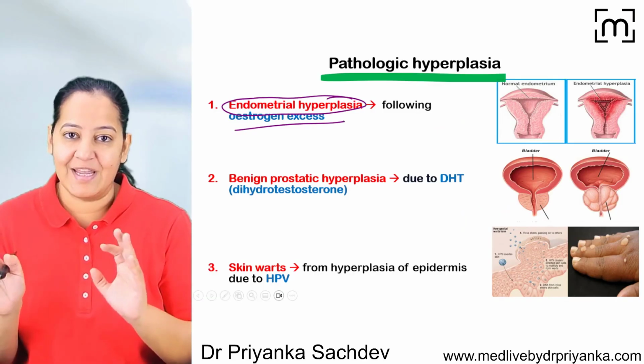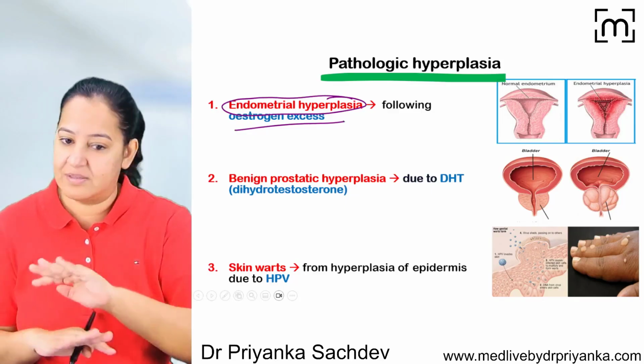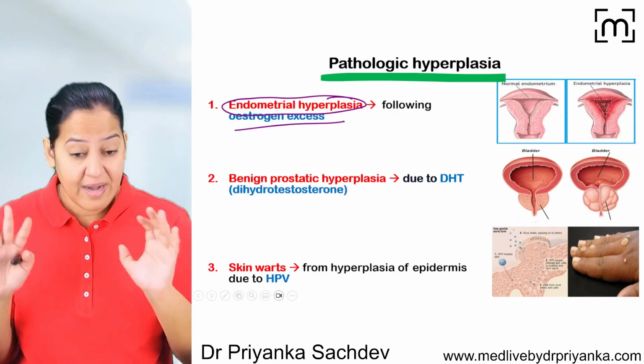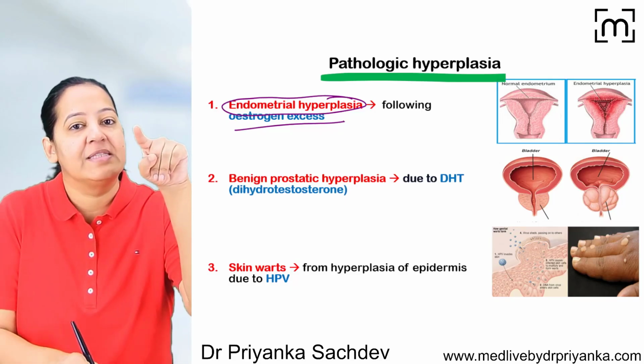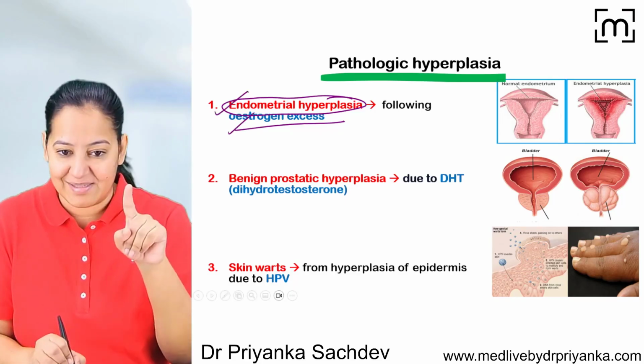That is for your understanding. You have to write down the disease with the stressor. That's it in the exam. For your understanding, I told you the detail. Endometrial hyperplasia is the name of the disease, and the stressor here is the estrogen axis in the blood.